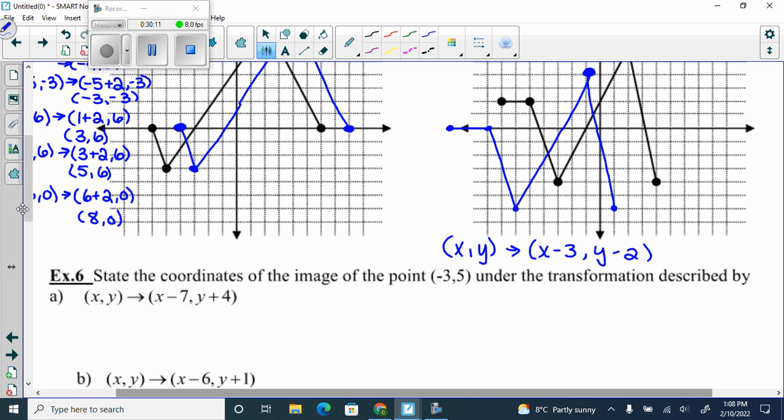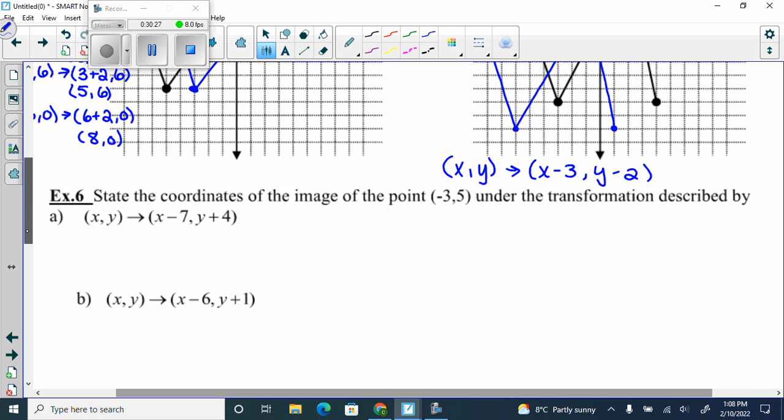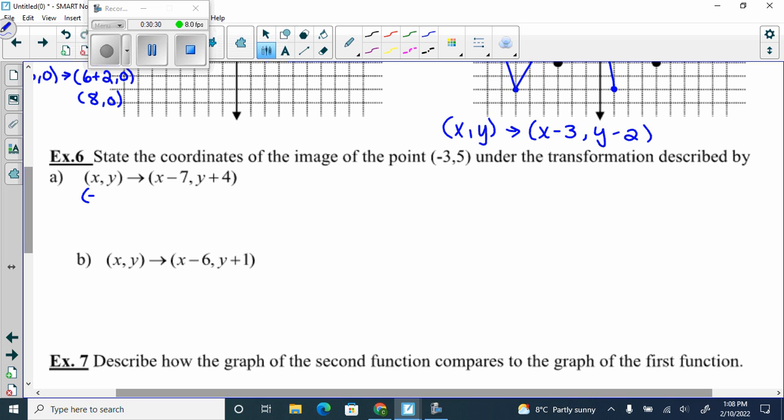Okay, this one here says state the coordinates of the image of the point under the transformations described. So I want you to give me the new point, and I want you to state the transformations. So now I'm giving you mapping, and I want the transformation stated. Okay? So for example, this one would be -3 and 5 goes in here, -3 minus 7, comma 5 plus 4. So my new coordinate would be -10 and 9, which is an easy question. If they give you mapping and just ask any point, right? What's harder, though, is if they want the transformations.